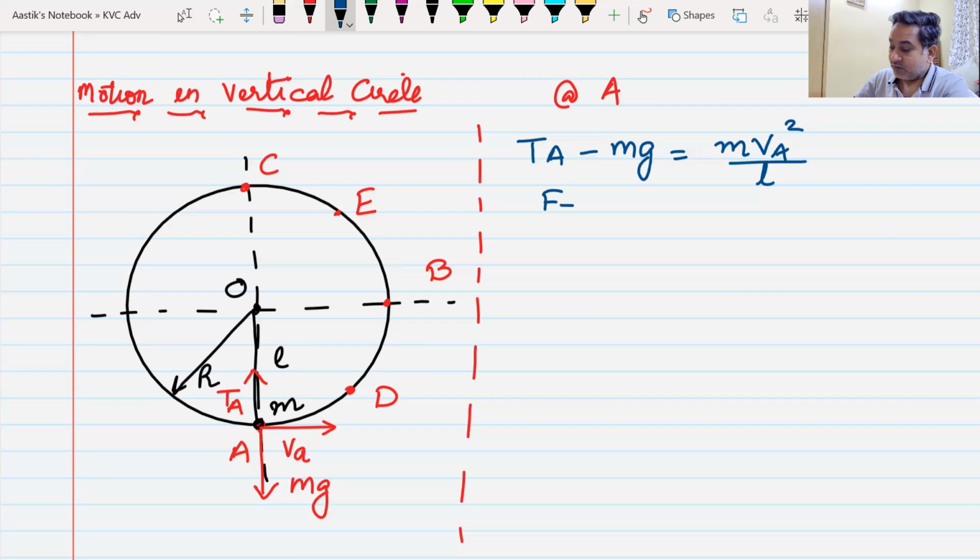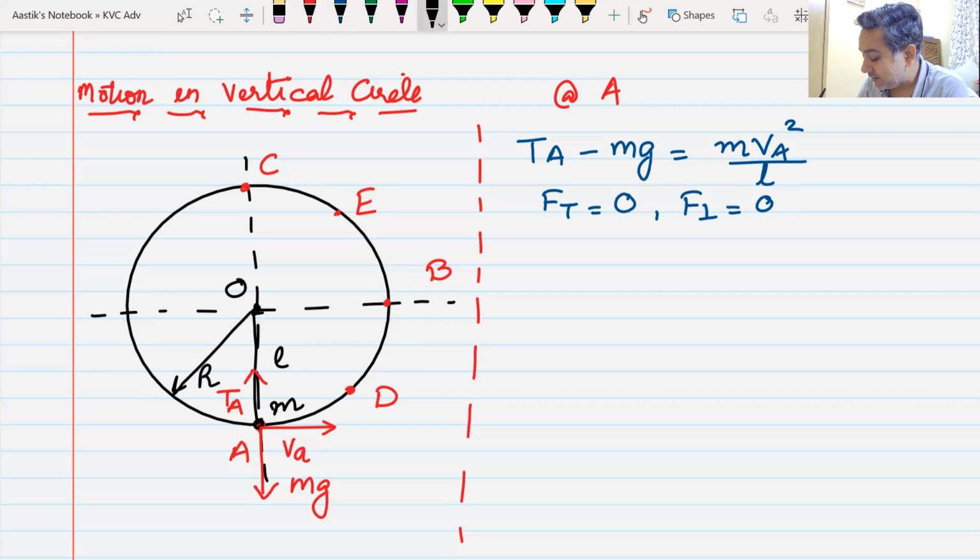At point A, there is no force in the tangential direction. You don't see any force in the perpendicular direction. So F perpendicular, if you want to write, you can also write it as 0, just to make all the three equations. This is the equation at point A.